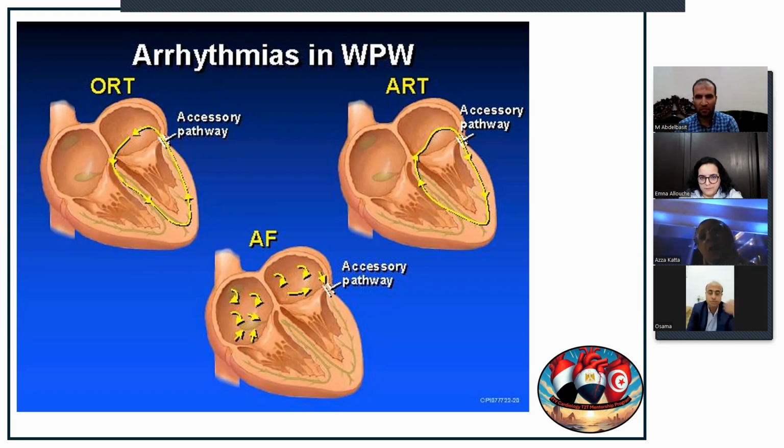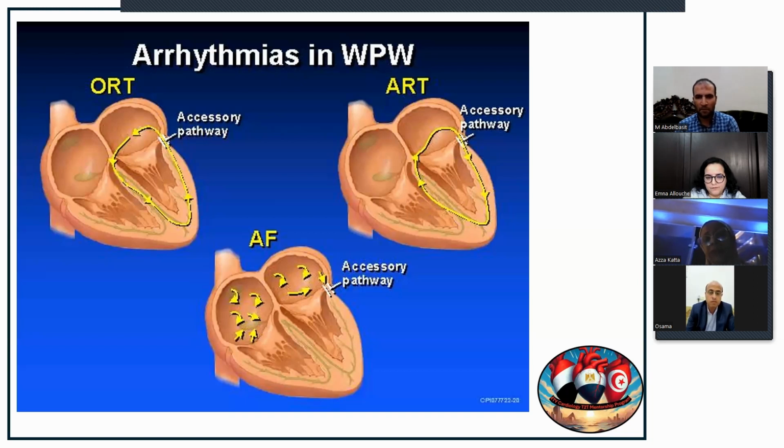Okay, but if the opposite happens, getting down across the accessory pathway and going back across the AV node, since it goes from the atria to the ventricle across the accessory pathway, it will result in a wide complex tachycardia. Okay, and it's also a re-entry. And since it is going in the opposite direction in the AV node, it's called antidromic tachycardia. Both of which are known as AVRT.